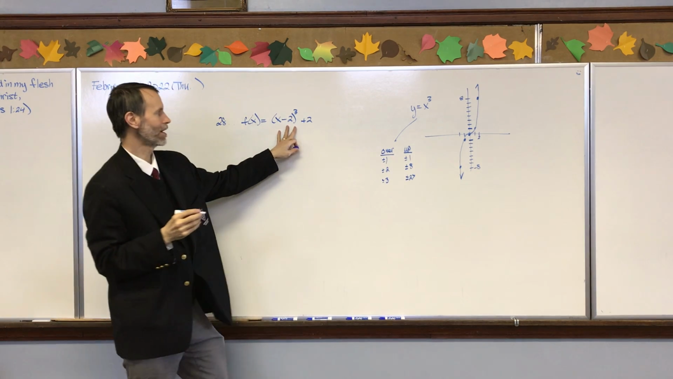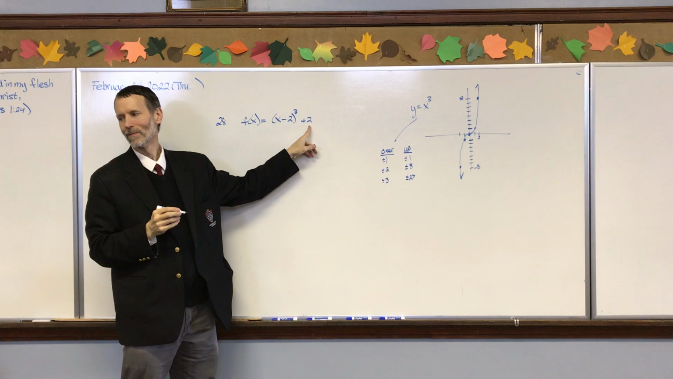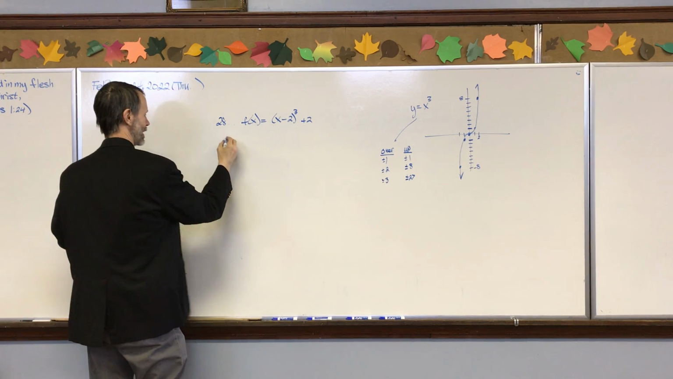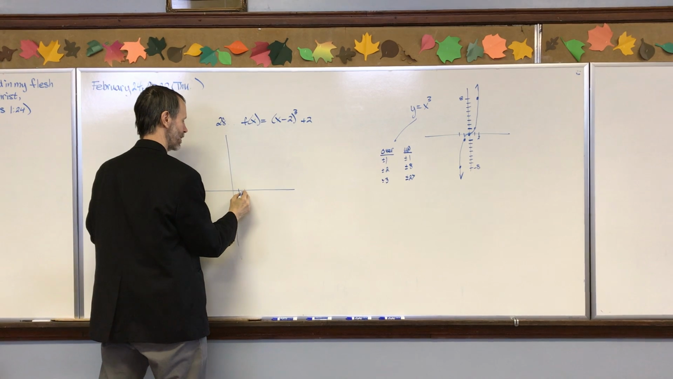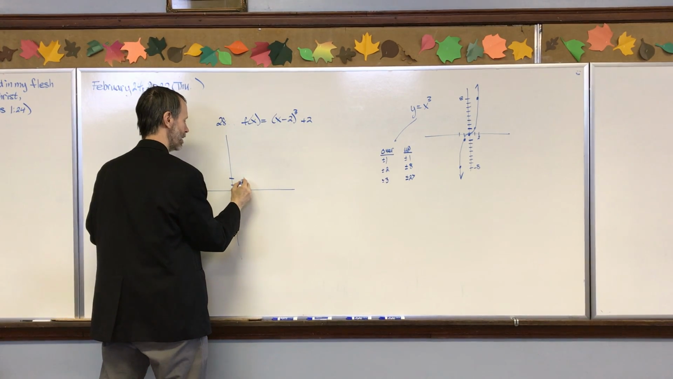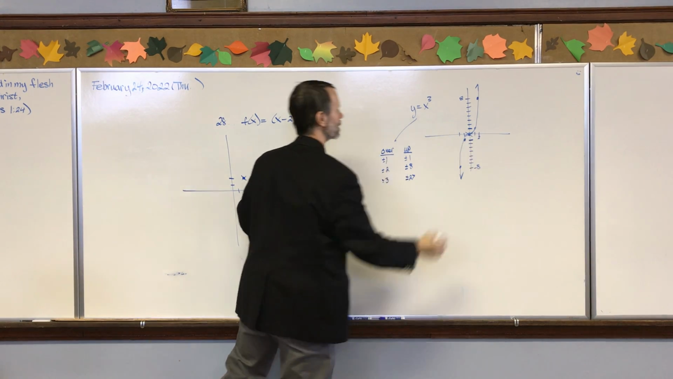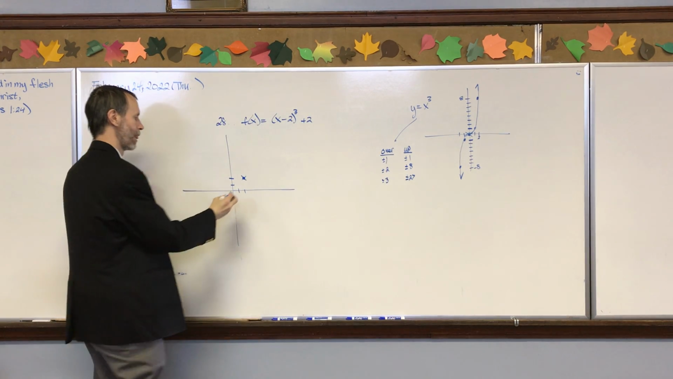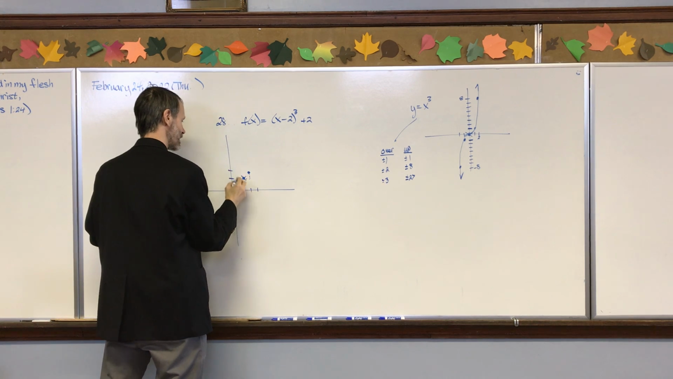The only differences are it moves 2 to the right and 2 up. That's the new graph. The center is normally 0, 0, but I'm going to move 2 to the right and 2 up. There's the center. I'll put a little X for the center. Now do the same pattern. Over 1, up 1. Left 1, down 1. Over 2, up 8.